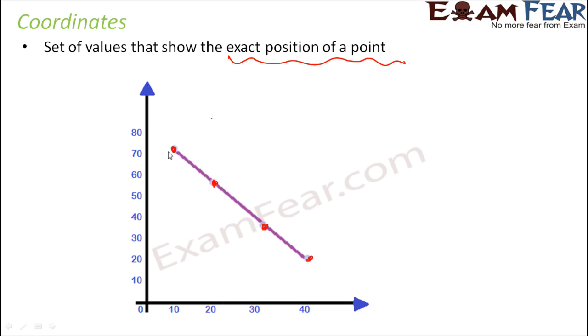Like where is this point located? To find out its position, you would see where it is located on the x-axis. On the x-axis it is at a distance of 10 units, and on the y-axis it is at a distance of 70 units. So basically 10 units on the x-axis and 70 units on the y-axis. This defines the position of this particular point. Similarly, you will have coordinates for all of these points. So that's coordinates. So how do we find the coordinates?